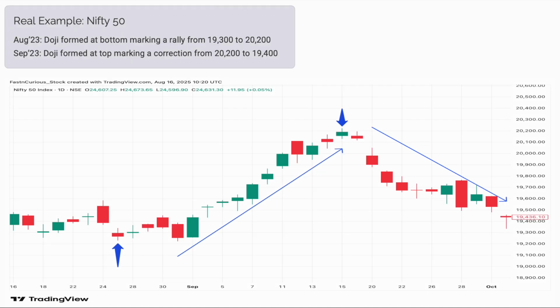So here's the example from the Nifty 50 chart, wherein you can see how a doji, when formed at the bottom, has actually resulted in a rally, and when a doji has formed at the top, has resulted in a correction. So if you will see in August 23, a doji has formed at around 19,300 level and has actually taken Nifty to around 20,200 level, wherein right at the top at around 20,200 level a doji has been formed, wherein a correction has started post that formation and has taken Nifty to around 19,400 level.